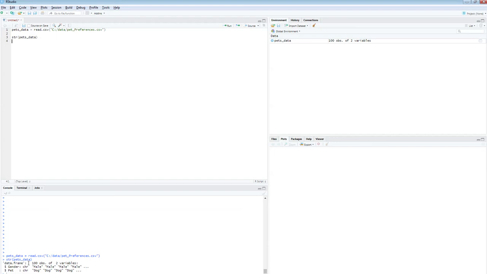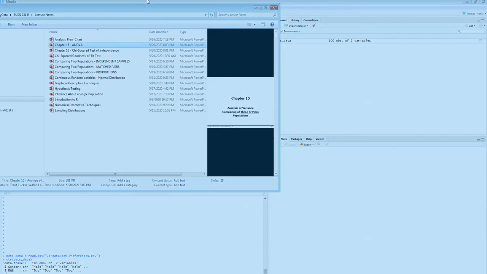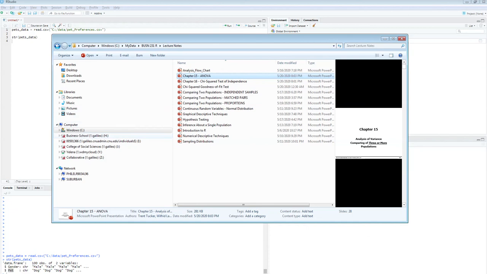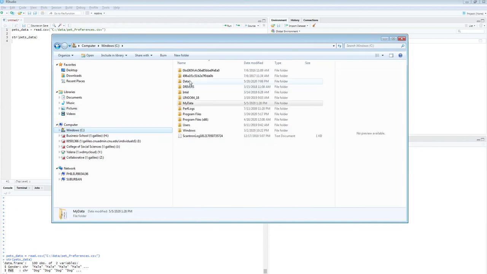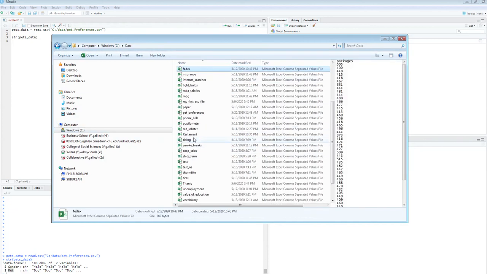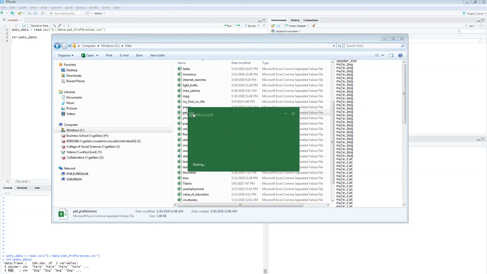Okay, I have two columns. Gender, male, well, probably down the road I have female somewhere, right? And pet, what pet do they prefer? And let me go ahead and show you basically what the data looks like. Alright, in Excel, pet preferences, there you go.